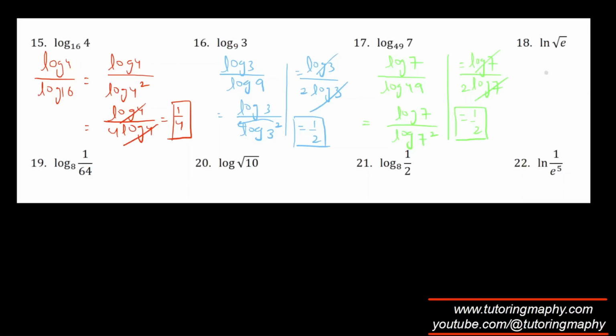And finally, log of root e, ln root e, can be written as ln e to the 1 over 2. 1 over 2 is thrown outside, so it's 1 over 2 ln e, and ln e is just 1, so the answer is 1 over 2.